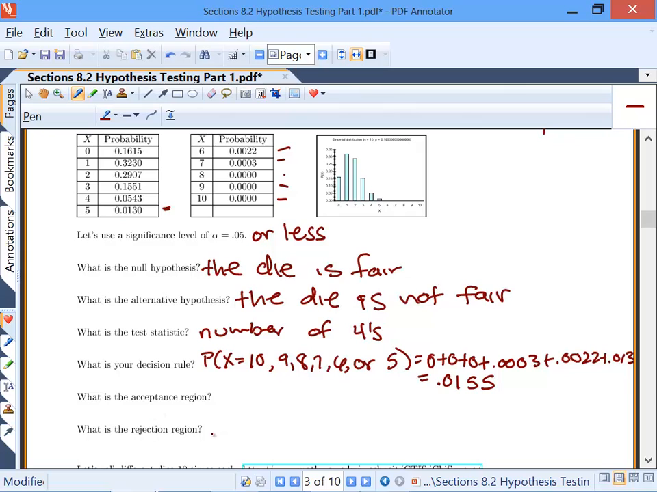So I'm going to say I will decide it is not fair if x equals 5 through 10. So if the number of fours is between 5 to 10, then I decide it is not fair, and that means that I must think that it is fair if 0 to 4 fours. So that's how you go through and you make a decision rule.